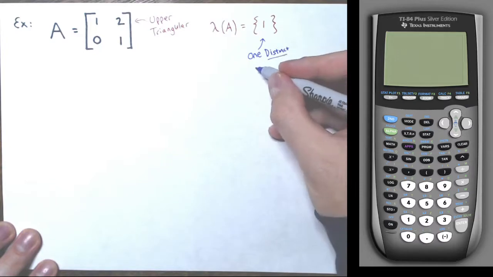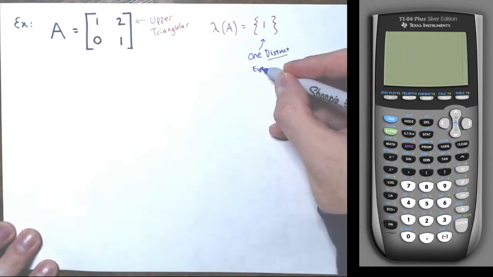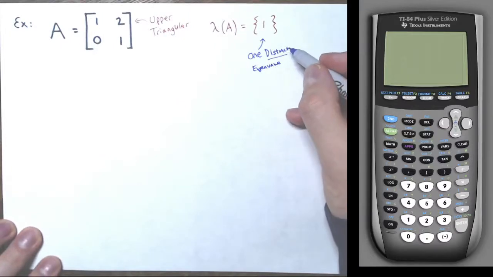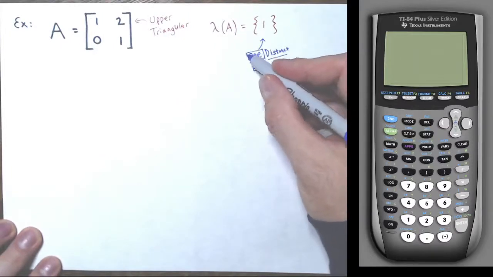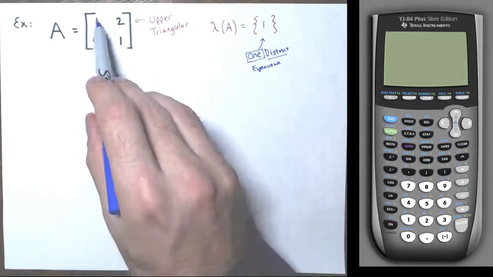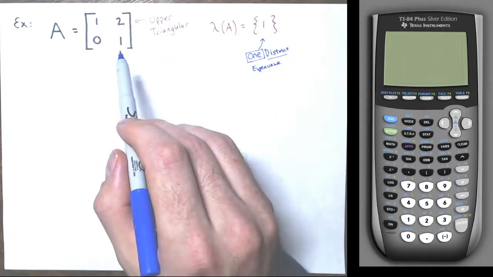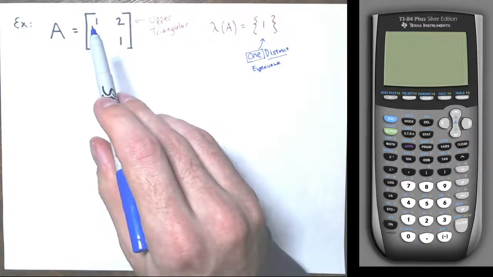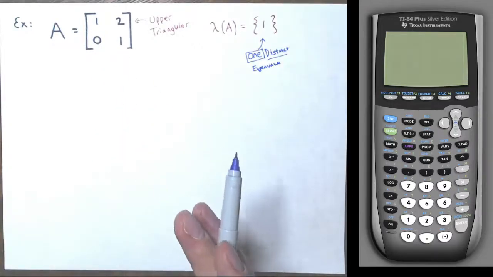And I guess you wouldn't really say it's distinct because there are technically 2 of them. But really there's only one eigenvalue. There's not 2, is all I'm saying. There are 2, but they're repeated. So they're not 2 distinct eigenvalues. They're not 2 different eigenvalues. They're both the number 1.